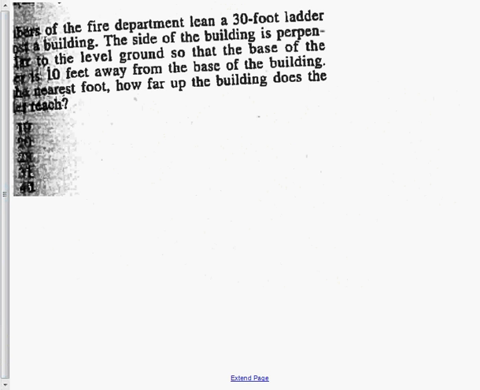Okay. Now that was fuzzy as well, but I think we can kind of make out what it is. It says something about a ladder of the fire department. Fire department lean a 30-foot ladder on a building. The side of the building is perpendicular to the level, so that the base of the ladder is 10 feet away from the base of the building. So let's just draw it out. Let's say that's the side of the building. Let's say we have a ladder that's doing that. This is the base. It says that the ladder is leaning on the building that's perpendicular. The ladder, we know, is 30 feet. And then it said that the length on the base is 10 feet.